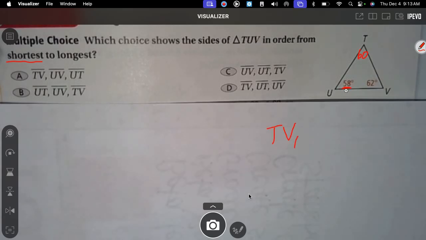Okay, what's the next smallest angle? 60. So what side goes with 60? UV. TV. And then what's the next side? The longest one would go with the 62, and that's UT. Or TU. It doesn't matter what letter you put first. Does everybody understand that? So that's the sides from smallest to biggest.